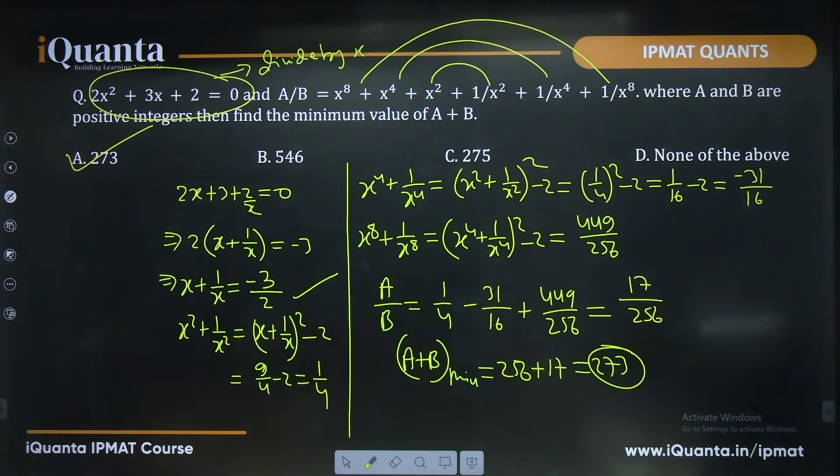Dinesh Prajapati got this correct. 273. That is amazing. Very good. बताओ किसी को डाउट है यहाँ पे?